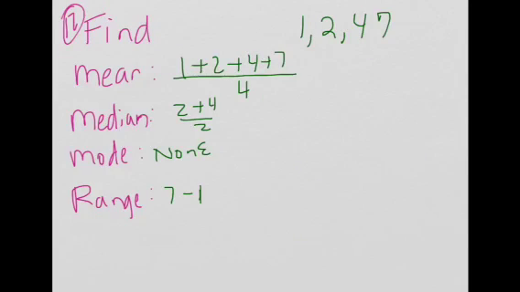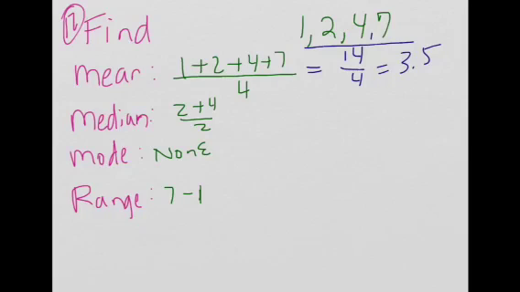To find the mean, median, mode, we're going to take a look at the numbers that were given. To find the mean, we add all the numbers together, which is going to give us 14. And then we divide by the number of numbers in our data, and that's going to give us 3.5.